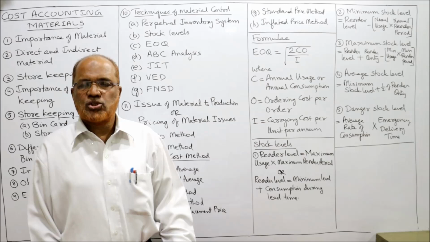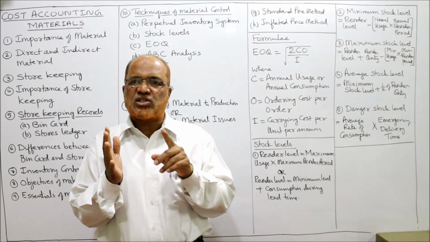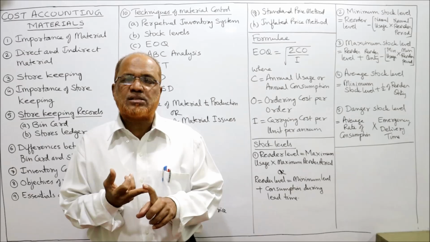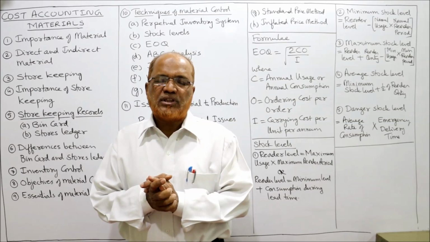That's it. So these are the formulas we are going to apply for calculating the stock levels and EOQ. So all the problems in this material we can classify into three categories. First, we'll do the problems on EOQ. Next, on stock levels. Last one is pricing of material issues. These are the problems we are going to solve in the coming videos. So here is the end of theory or introduction part of material control, inventory control.